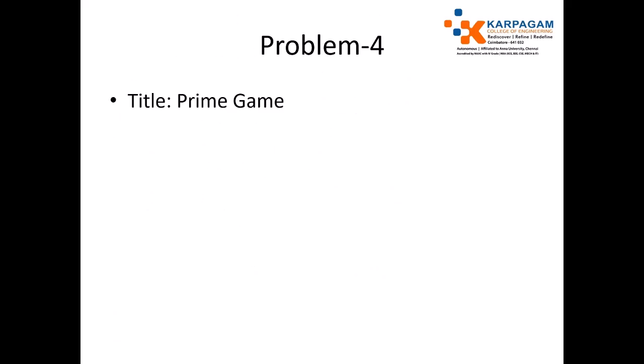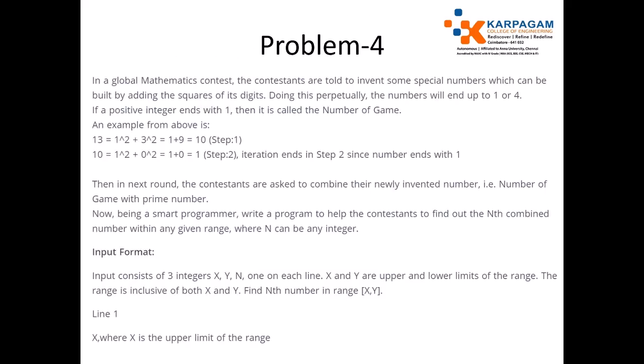I read the next problem. The problem title is Prime Game. I read the problem statement. In a global mathematics contest, the contestants are told to invent some special numbers which can be built by adding the squares of their digits. Doing this repeatedly, the numbers will end up at 1 or 4. If a positive integer ends with 1, then it is called a number of game.